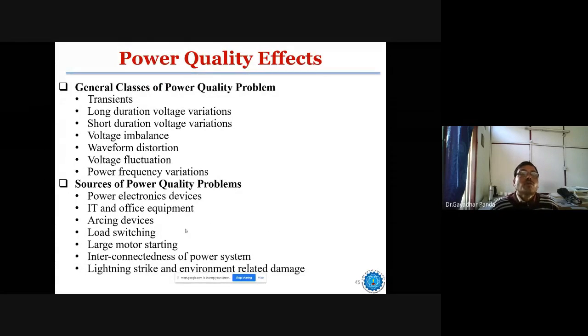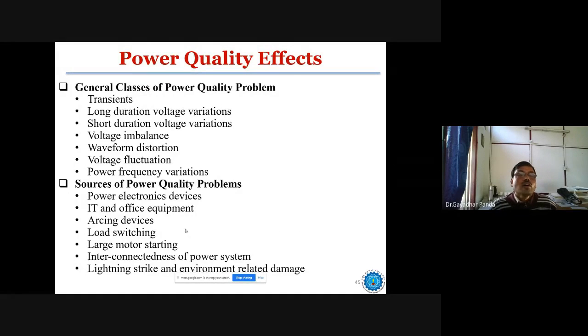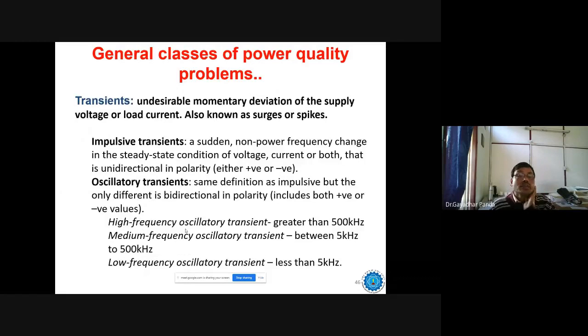Then next is the power quality effects, the general classes of power quality problems. These are the problems all of us know. Hopefully, we will not take much time on this. Transients and voltage fluctuation, meaning voltage sag, voltage swell. So many power quality events are there. Those things we will not be discussing here.